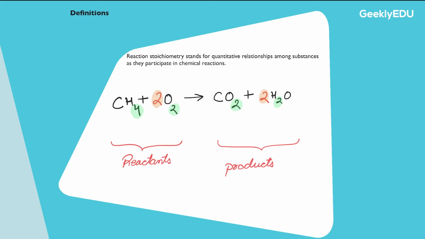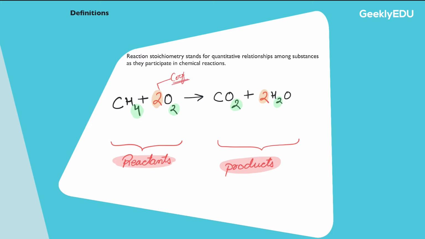Basically it tells you about the quantitative relationships among the substances as they participate. So you know that there will be some set of reactants which are going to react in a reaction, and there will be some products. Now, there are two numbers that you should not get confused with. What are those? First is the coefficients.